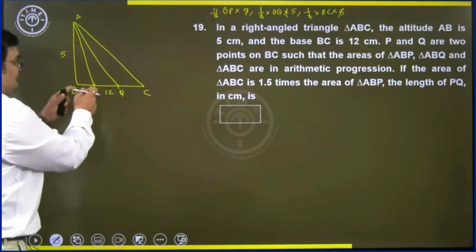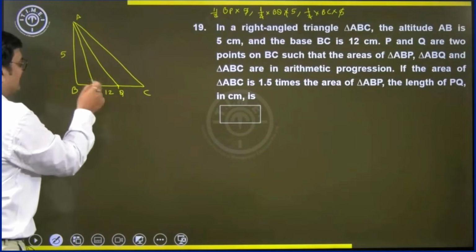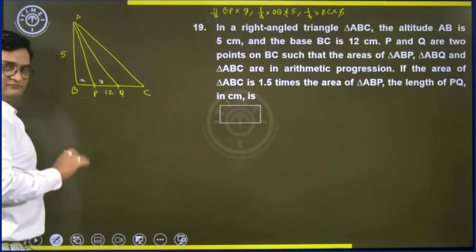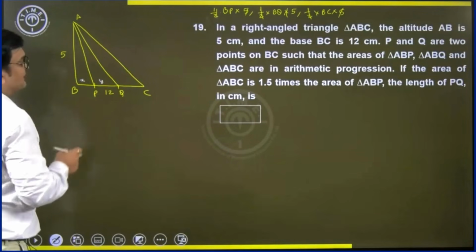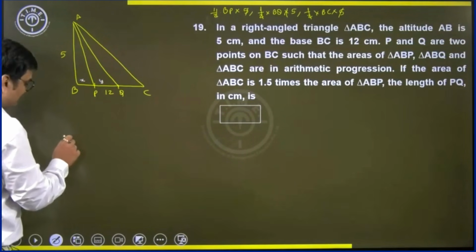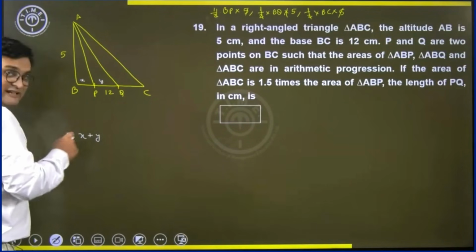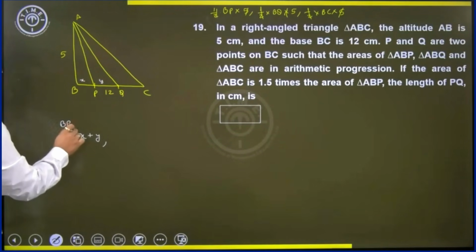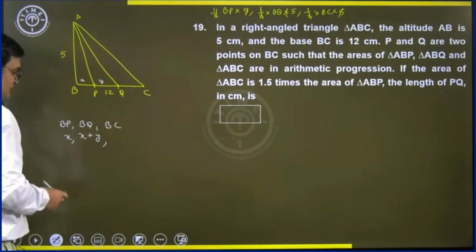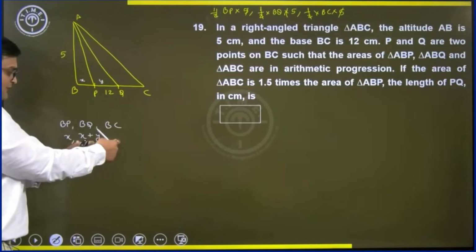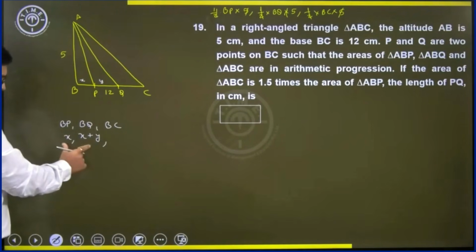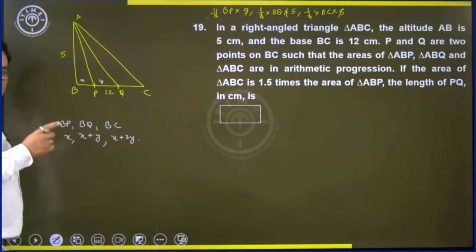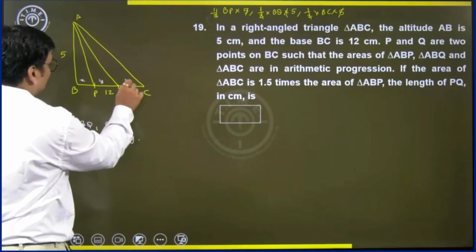That would mean what? If BP and BQ are in AP, that means if I take BP as some X, suppose, and PQ as some Y, suppose, BP and BQ should be in AP. So, that means X comma X plus Y should also be in AP. Not just that, please note, even BP, BQ and BC should be in AP. So, whatever is the difference between these two, same difference should remain between these two also. So, the difference here as we see is Y. So, here also the difference should be Y. That can only happen if you take BC as X plus 2Y. So, this QC is also going to be Y, you may note.